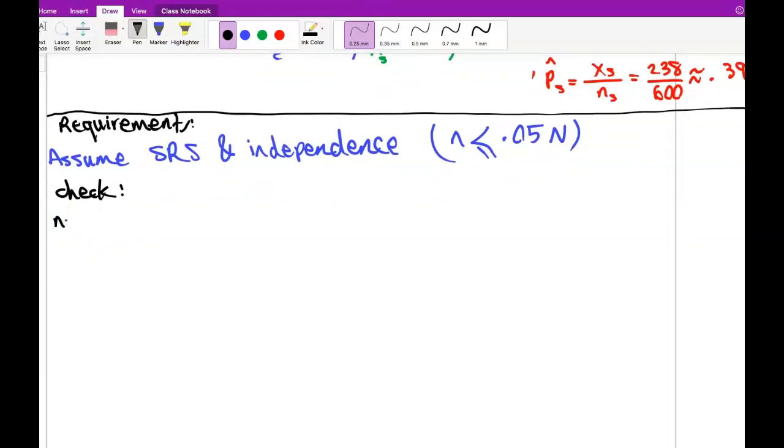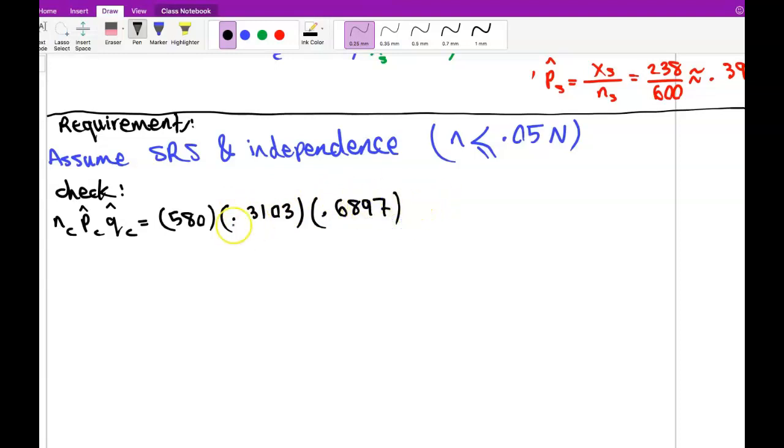N times P hat times Q hat should be greater than or equal to 10. So we have two groups. We have N_C times P hat C times Q hat C. That is equal to N is 580, times P hat was 0.3103, Q hat is 1 minus this number, 0.6897. So multiplying all these numbers and rounding, it's 124, which is greater than or equal to 10. So that is correct.